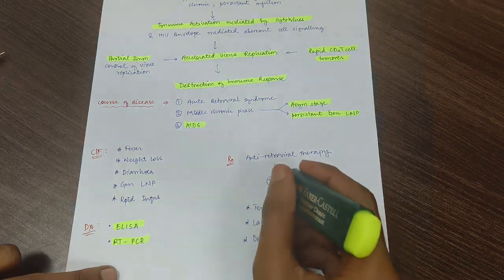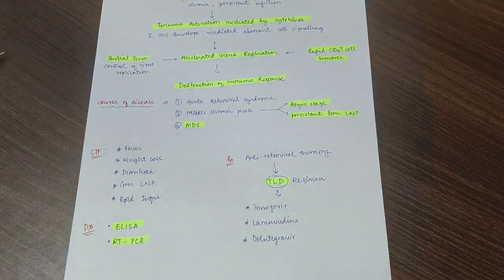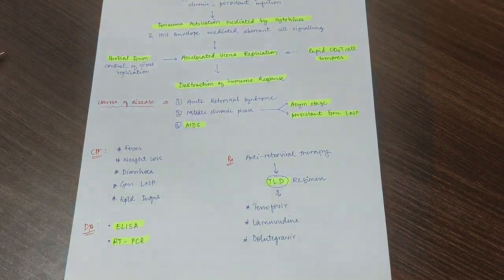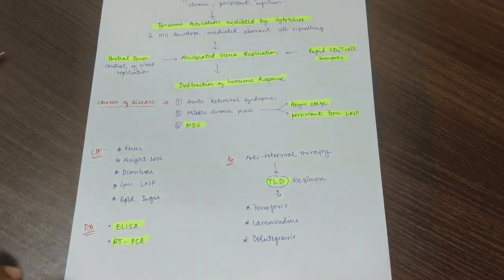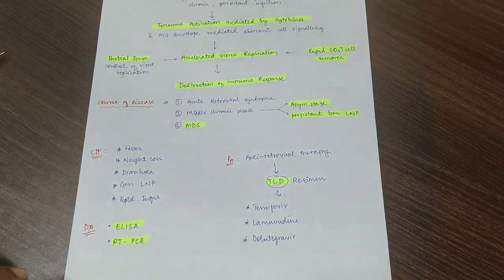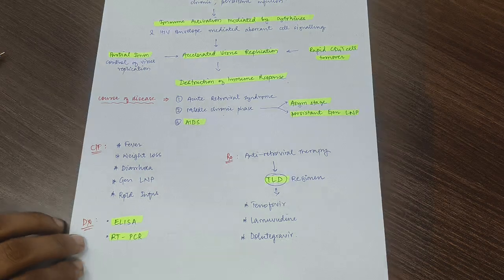Next, treatment. You're going to treat with the TLD regimen. So what is the TLD regimen? Tenofovir, lamivudine, and dolutegravir. These are the drugs you're going to use for antiretroviral therapy.